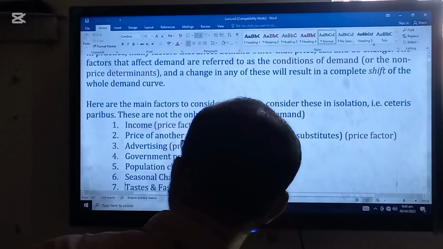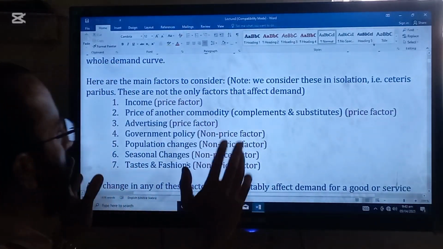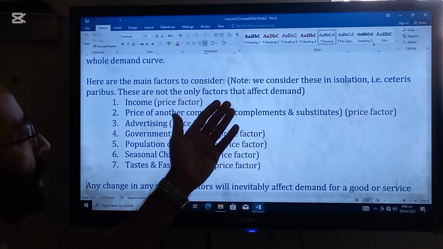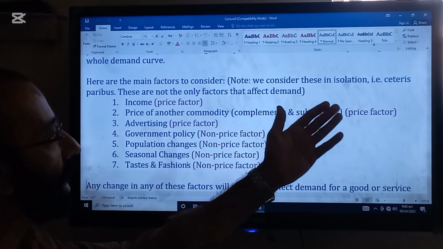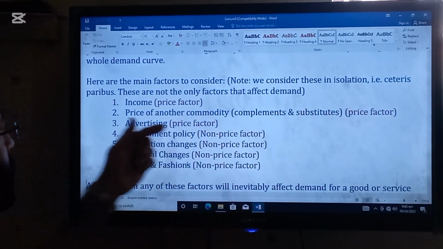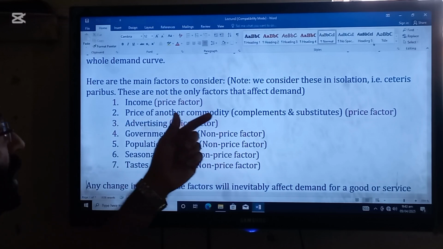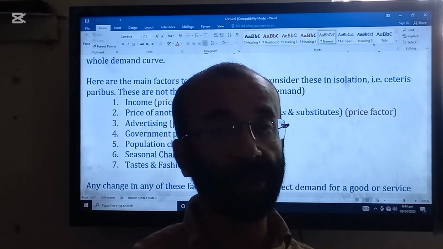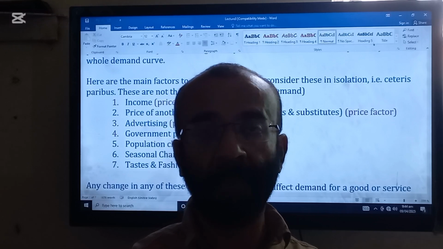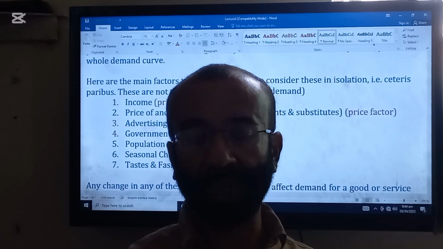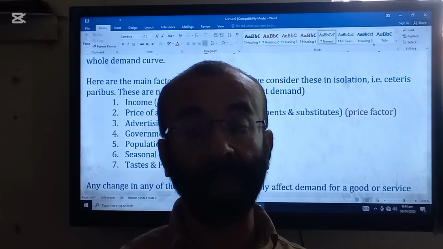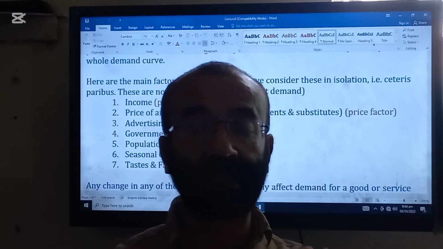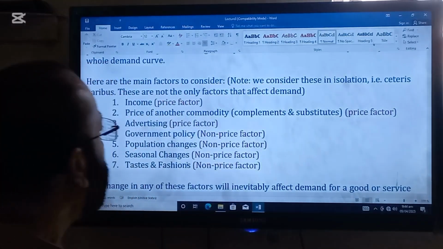We will discuss how, but first we are going to discuss the factors. Here are the main factors to consider. Note we consider these in isolation, that is ceteris paribus. These are not the only factors that affect demand. The thing which you should keep in your mind is that when we are discussing a factor, we have to discuss that factor alone in isolation. That is actually called ceteris paribus.